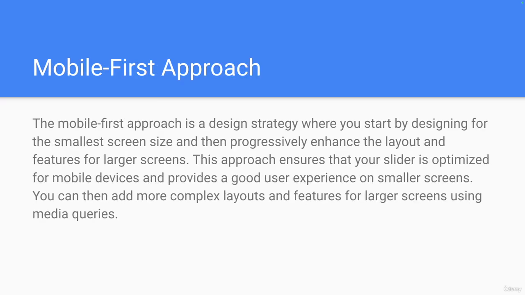Next one is the mobile-first approach. The mobile-first approach is a design strategy where you start by designing for the smallest screen size and then progressively enhance the layout and features for larger screens. This approach ensures that your slider is optimized for mobile devices and provides a good user experience on smaller screens. You can then add more complex layouts and features for larger screens using media queries.